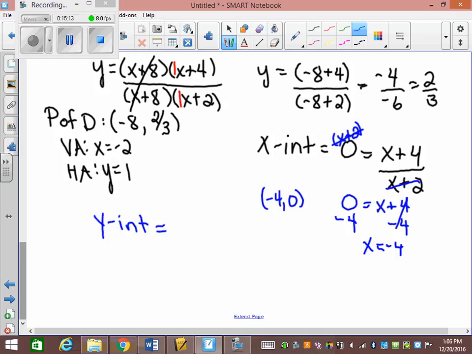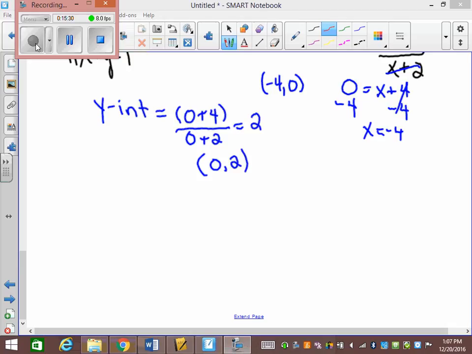Good luck. Y-intercept is 0 plus 4 over 0 plus 2, which is 2. So that would be 0 and 2. Good times. Okay.